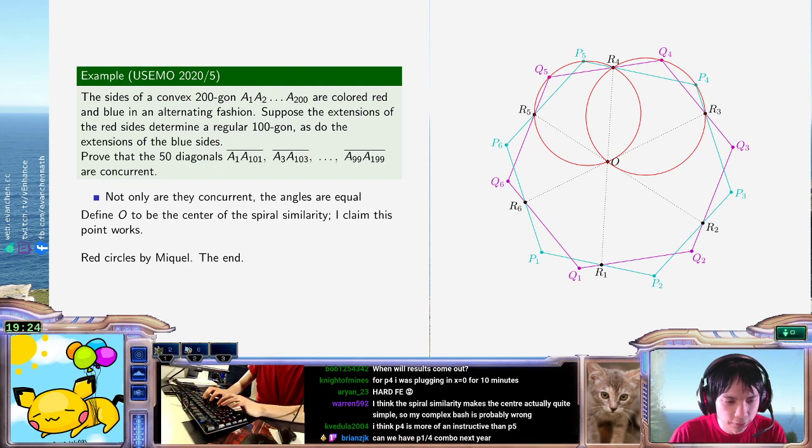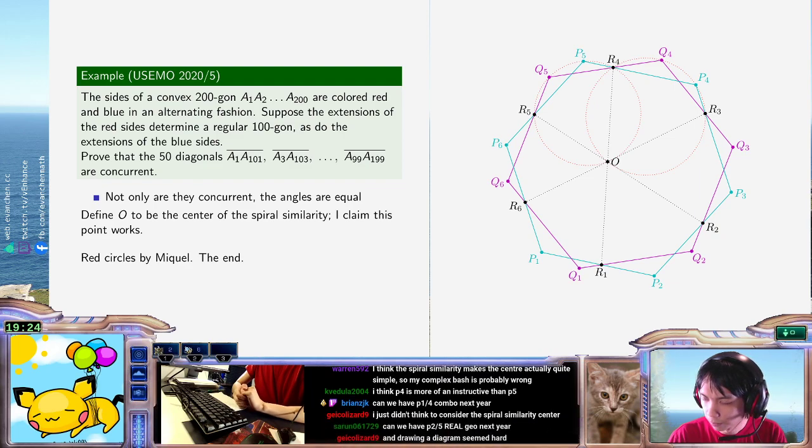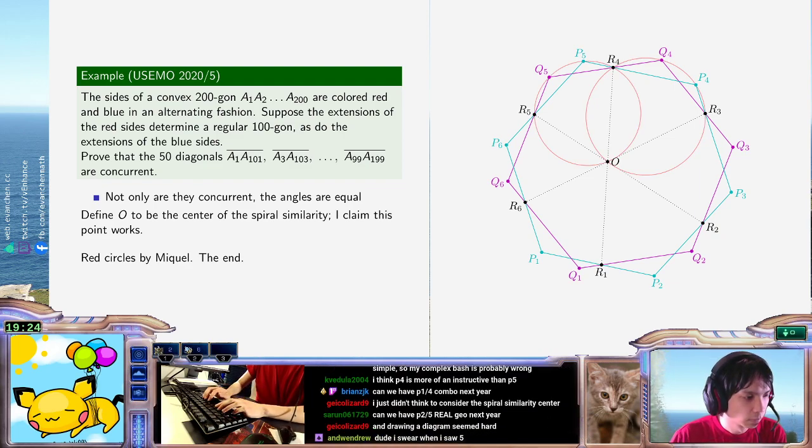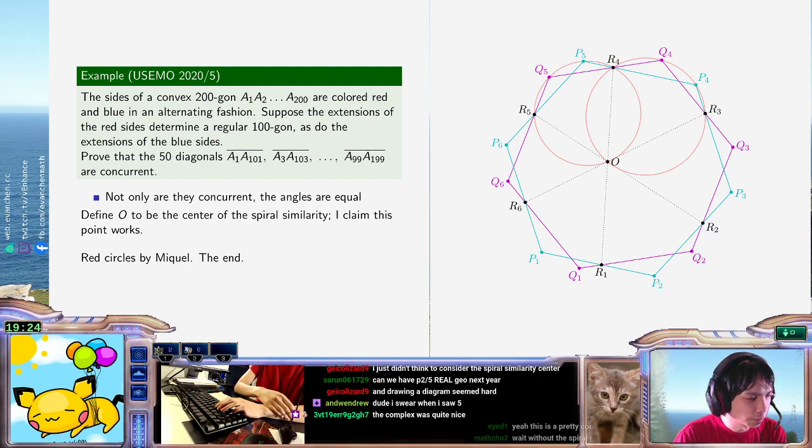I want to make these dotted so that they're easier to see. Or, sorry, no, I don't need them to be dotted. I'll just make them light red. I just didn't consider the spirals. Okay.